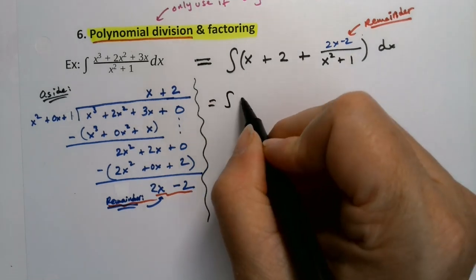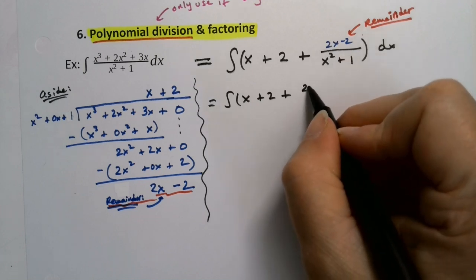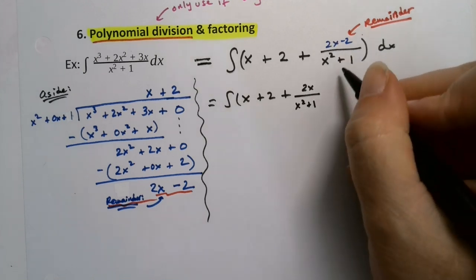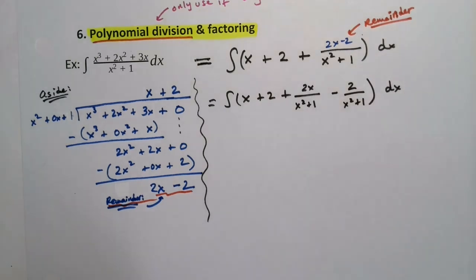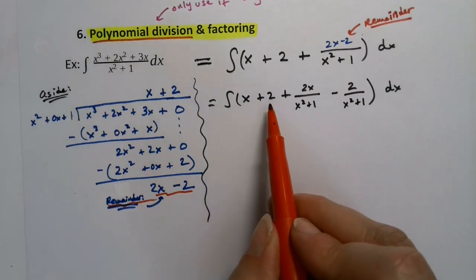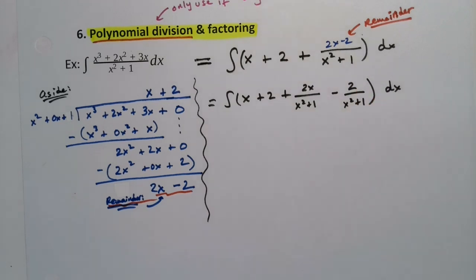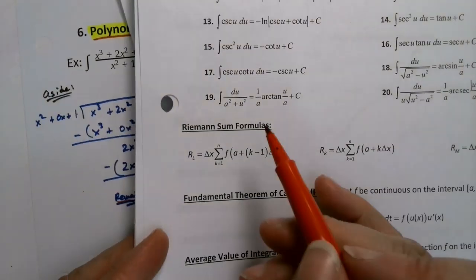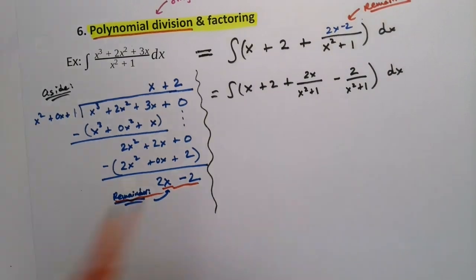Okay, so I'm going to rewrite it. Integral of x plus 2 plus, and now I'm going to break this up. So 2x over x squared plus 1 minus 2 over x squared plus 1. Okay, I know how to do the integral of x, no problem. Integral of 2, no problem. Integral of this one, you might be thinking that's a problem, but it's not, because that's a formula. It is number 19, if I'm not mistaken, on the formula sheet. It's the arctangent one, right? So that's 19, right? So I'm going to make a little note.